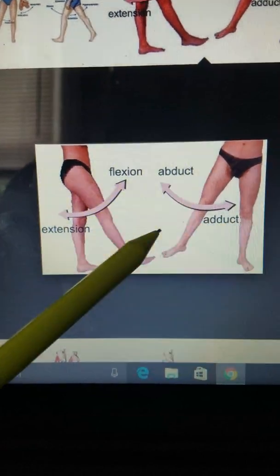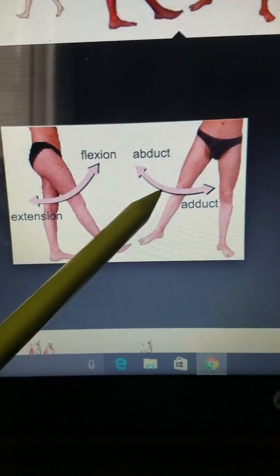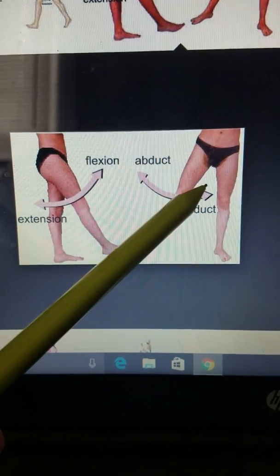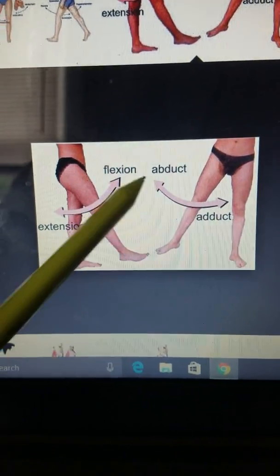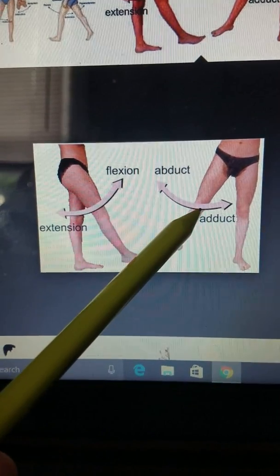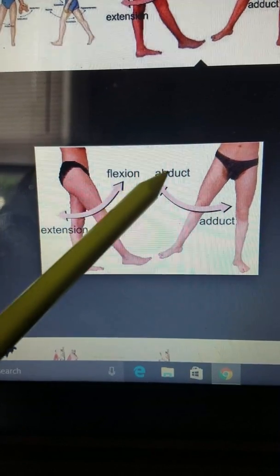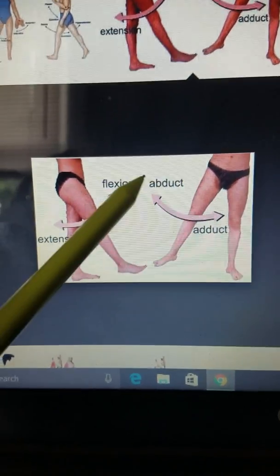And then we also have abduction and adduction of the thigh. The best way to think of that is if you adduct, you're adding the body part towards midline. Abduct, you're away from midline. So that's how I memorize it: adduct, you're adding the limb towards you. Abducting, you're removing the limb away from you.